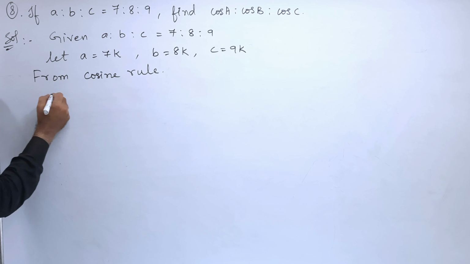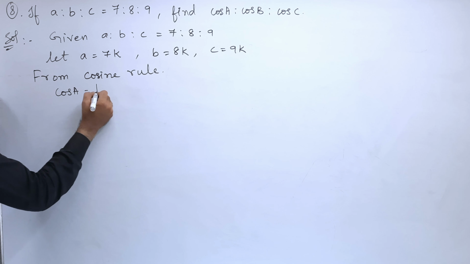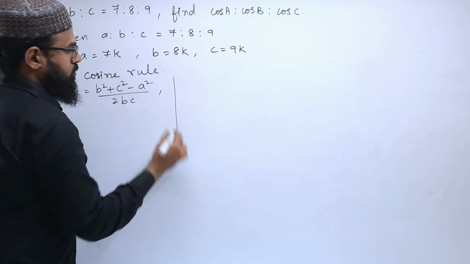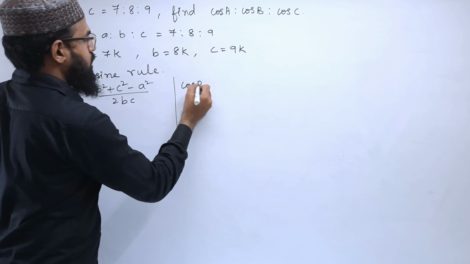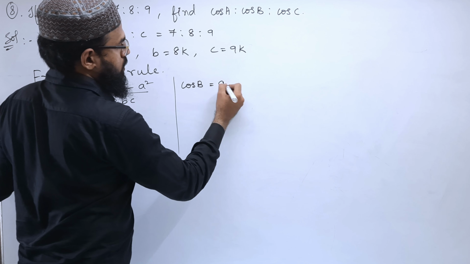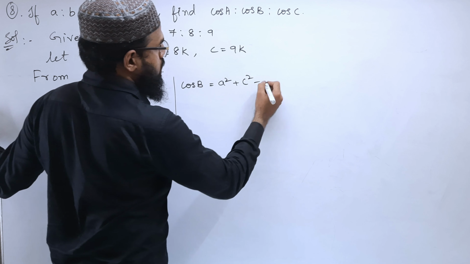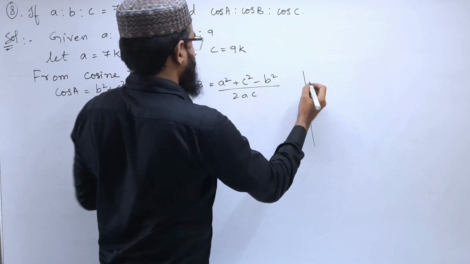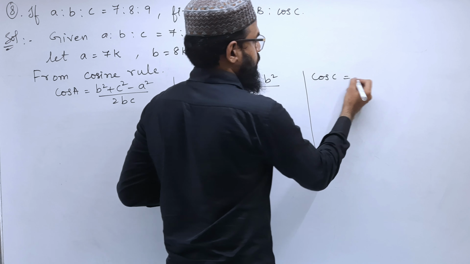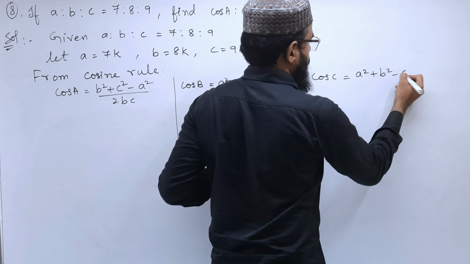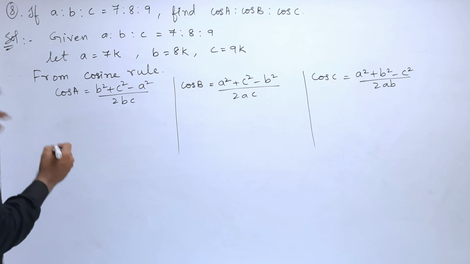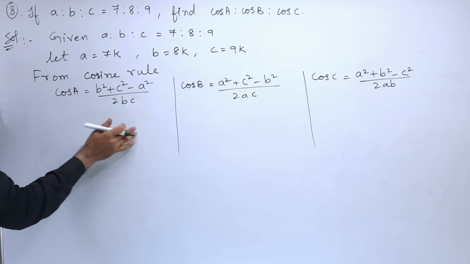From the cosine rule, we have cos A = (b² + c² − a²) / 2bc, cos B = (a² + c² − b²) / 2ac, and for cos C, (a² + b² − c²) / 2ab. Let us substitute these values here.